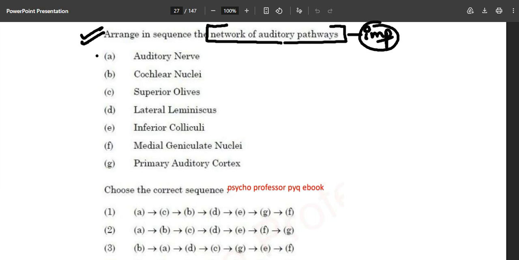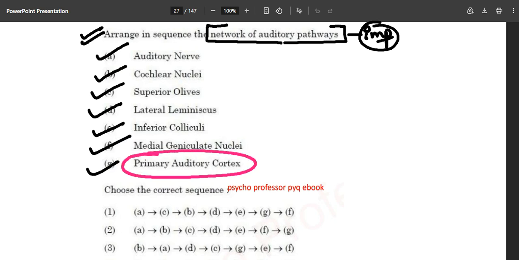Options given as auditory nerve, then the cochlear nuclei, then the superior olives, then the lateral lemniscus, then inferior colliculi, then medial geniculate nuclei, and then lastly you are having the primary auditory cortex. Now, can you think where this primary auditory cortex will be located? Try to think on that.